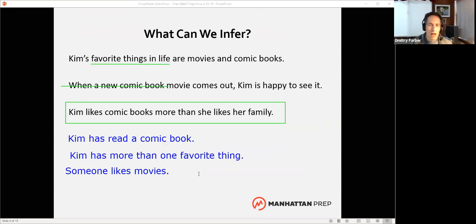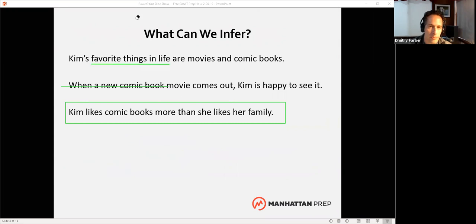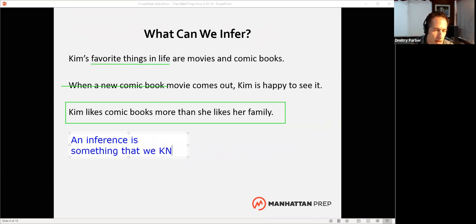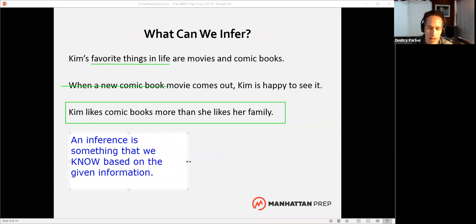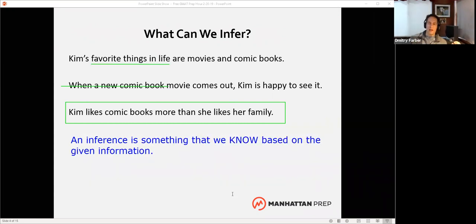Okay. So let's talk about what an inference is and what an inference is not. An inference is something that we know based on the given information. It is something that we know. It is not something that we guess. It is not something that we think makes sense. It's something that we know, right? So for instance, you wouldn't be surprised to find out that this person likes comic book movies, or that she works at a comic book store or a movie theater. But we don't know that at all, right?